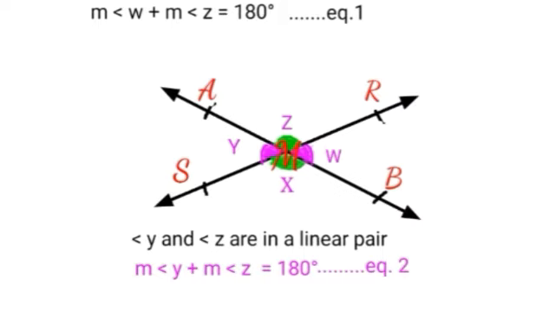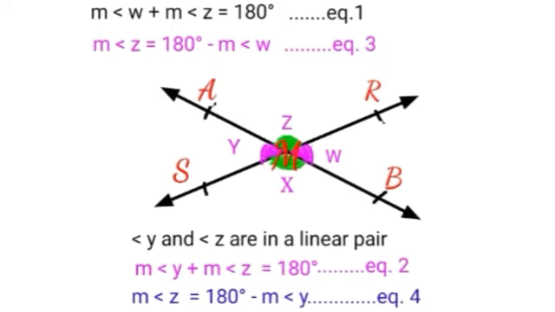From equation 1, we get measure of angle Z is equal to 180 degrees minus measure of angle W. Consider it as equation number 3. And from the second equation, we get measure of angle Z is equal to 180 degrees minus measure of angle Y. That is equation number 4.